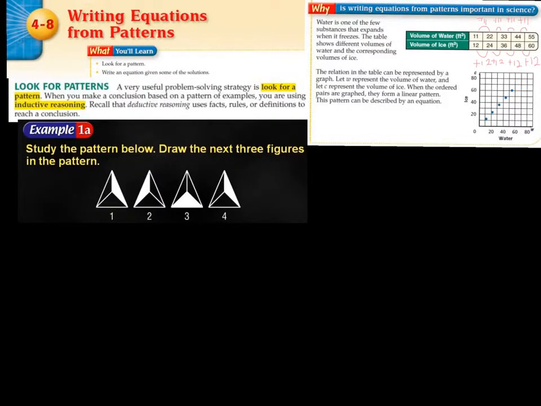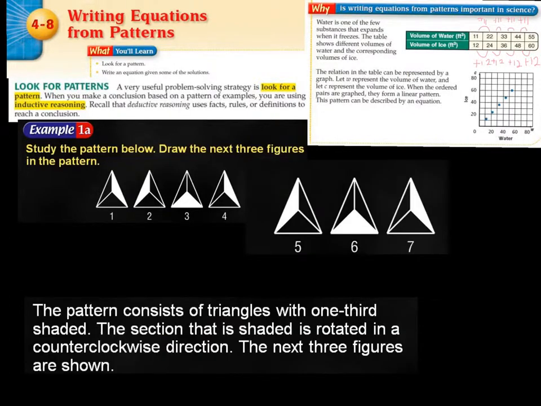For our first example, they ask us to study the pattern and then draw the next 3 figures in the pattern. So our filled-in triangle is in the upper right, upper left, bottom, upper right. So it looks like it's moving around the triangle in a counterclockwise direction. So continuing counterclockwise, we would shade number 5 here, 6, and 7.